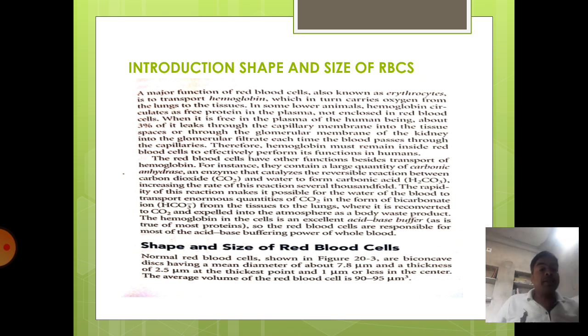Introduction of the RBC. As we know, RBCs are the major cells and have major functions in the human body. That's why they are also known as erythrocytes. They are known as erythrocytes because they have hemoglobin. They transport hemoglobin, which in turn carries oxygen from the lungs to the tissue cells. In some lower animals, hemoglobin circulates in the free plasma, not included in the red blood cells.